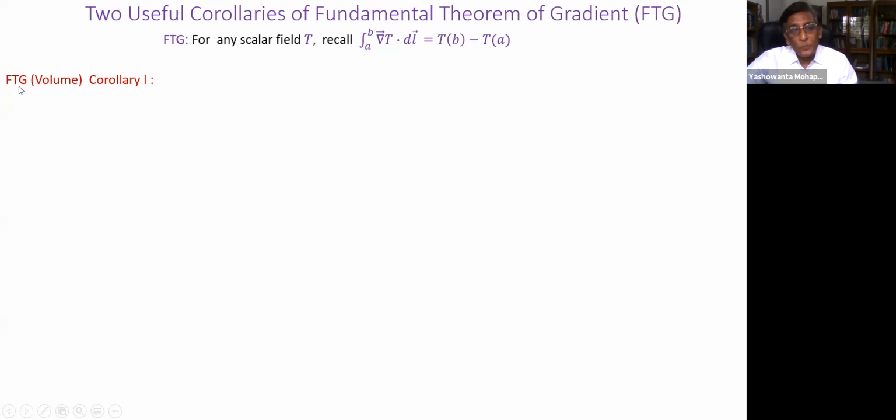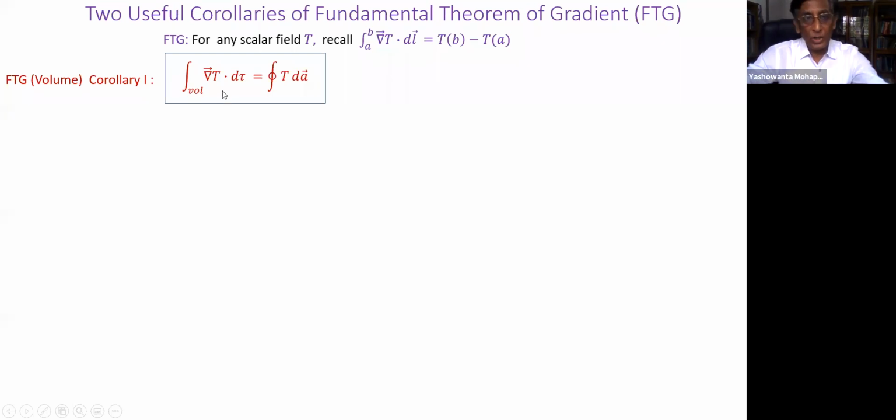Let me call it the fundamental theorem of gradient, volume, corollary 1. There are two corollaries, and I'll prove the first. This was earlier about a line integral; now it is about a volume integral. So this should not be a dot. It is just the integral of del T over the volume, and that equals the integral of the scalar T over the surface area dA. This is a corollary of the fundamental theorem. This dot has no meaning.